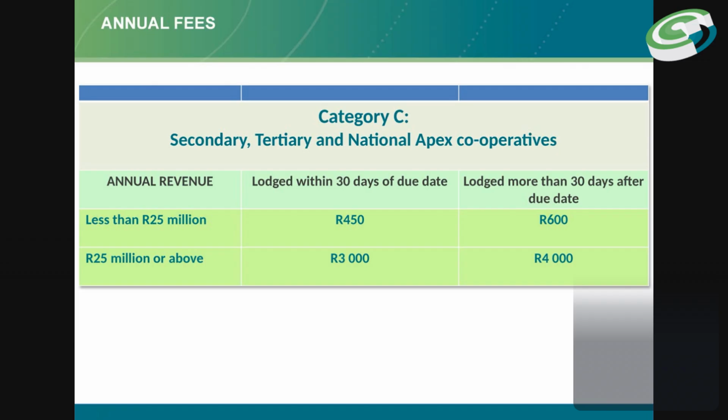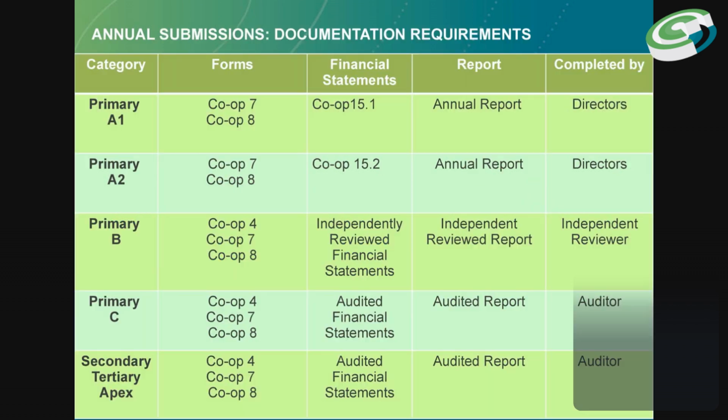Category C, which is secondary, tertiary, and national apex cooperatives, the turnover of less than 25 million. If the AR is lodged within the due date, they will pay 450. If it's lodged more than 30 days after, it's 600 rand. 25 million or above, it is 3,000 if it's paid within the due date, and after the due date is 4,000. That is category C.